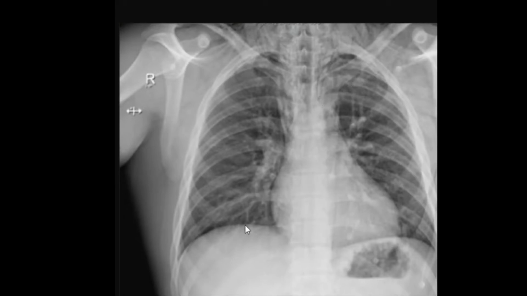The lungs are pretty clear, and I'm just going to glance quickly, but I don't see any rib fracture. Maybe this may be a rib fracture, but it would be difficult to say for sure with just these views. So pneumomediastinum.